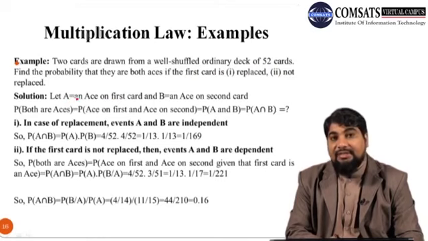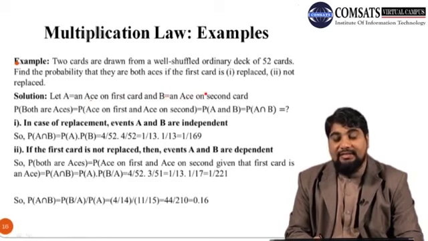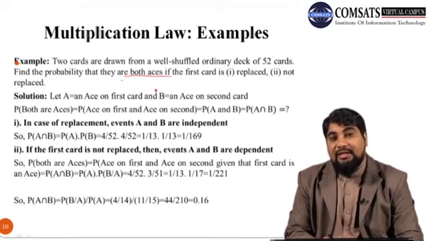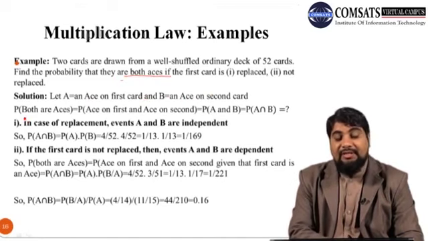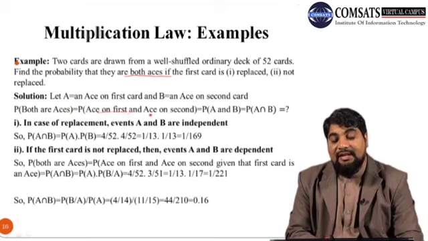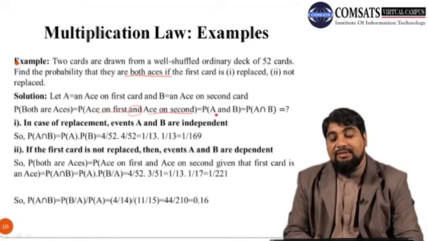Define an event A that the first card is an ace card, and define an event B that the second card is also an ace card. So we want to find the probability that both are aces. It means the first card is an ace and the second one is also an ace, so we want to find the probability of A and B. And means intersection, so A intersection B.